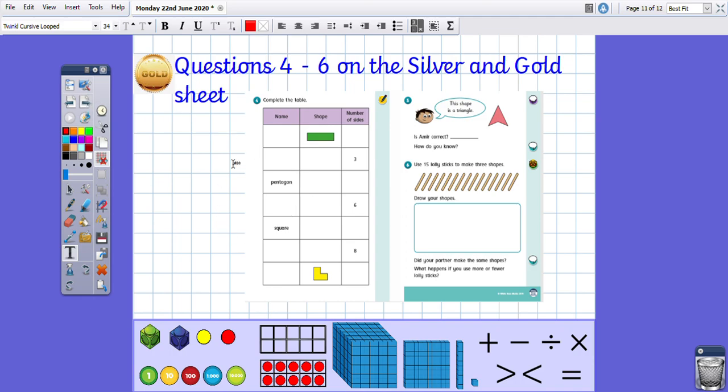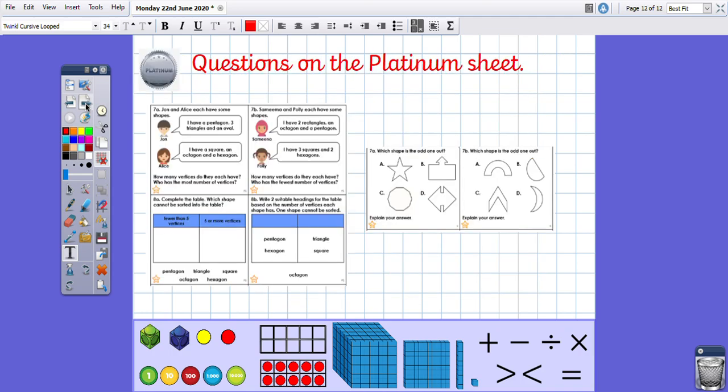And gold, you are doing questions 4, 5 and 6. You've got to complete the table. Tell me if Amir is correct and how you know. And then you've got a lollipop stick question as well, but you've got to draw your shapes. Okay, you need to make 3. Silver, I would like you to have a go at gold as well, please. And then gold, I'd like you to have a go at some platinum.